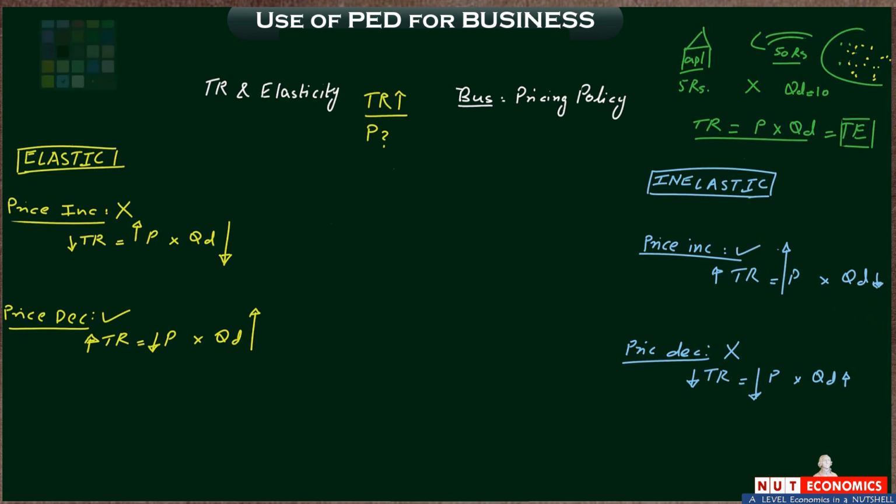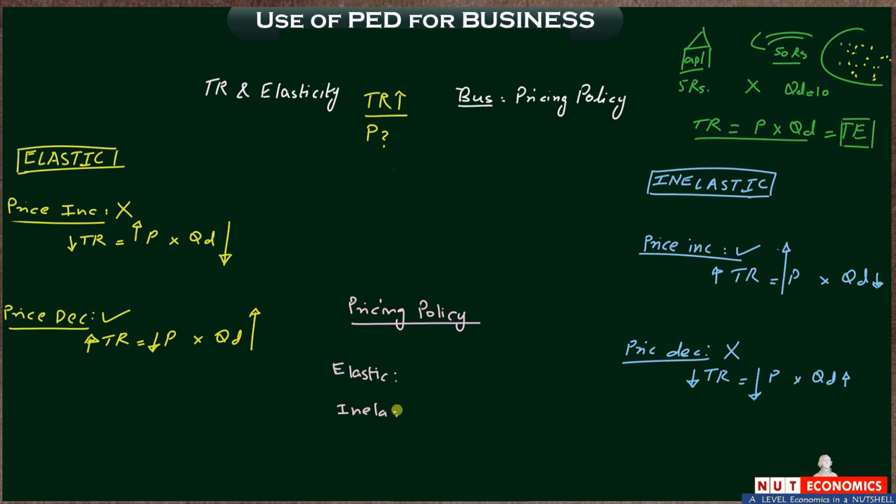So what does all of this mean for the pricing policy a business can use if it wants to maximize total revenue? Now the pricing policy is very straightforward. All the firm needs to do is to first of all identify whether the product's demand is elastic or inelastic.